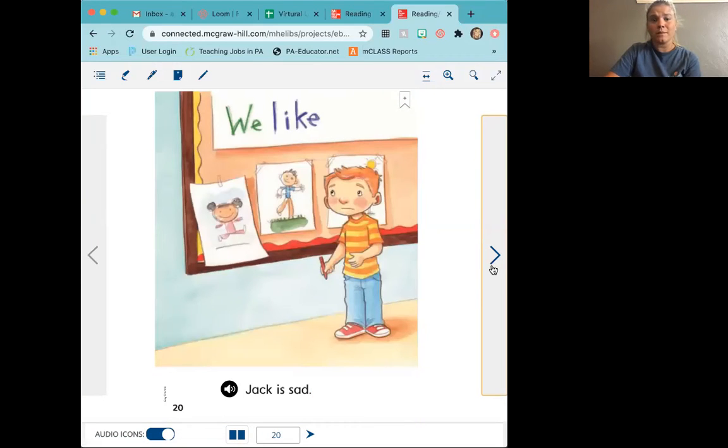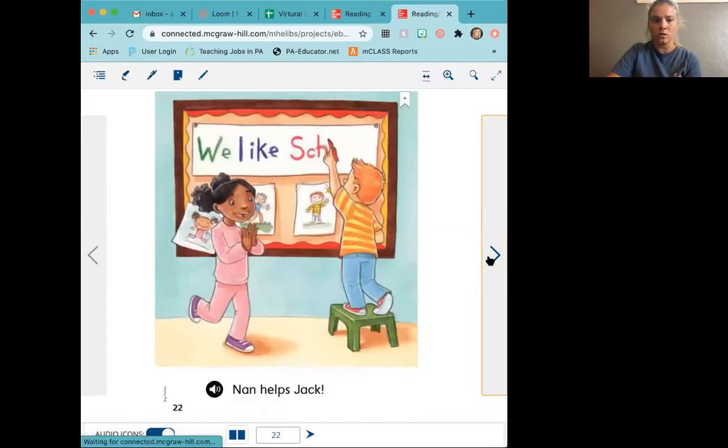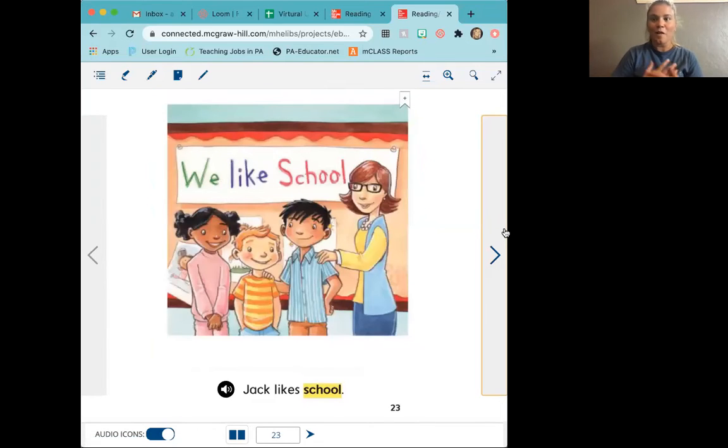Jack gets really upset about it. And Nan helps him. And we figured out that Nan brought over a stool for Jack to help him. So that's a way that they help each other at school. Nan helps Jack. So he gets to write his part. He gets to write school. And in the end, they're telling us that they like school.